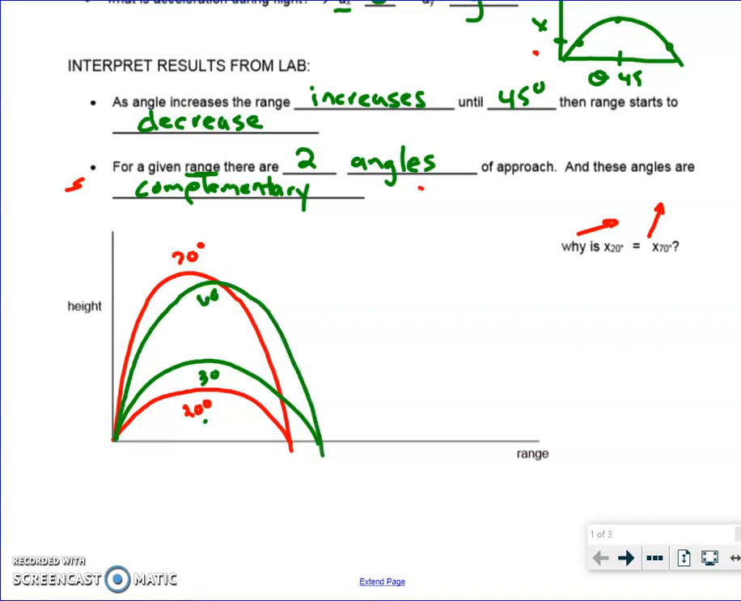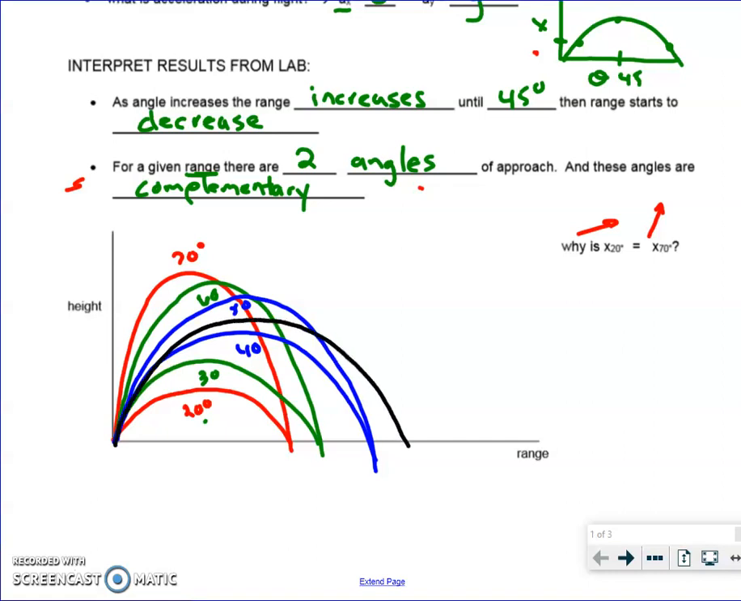If I fire something at 40 degrees, it will go further than 30 because it's getting closer to 45. It'll go higher than 30, so it'll look something like that. And then if I fire something at 50, the complement of 40, it'll go the same distance, but a little bit higher. There's 50. So you get this interesting set of pairs. And if I want the maximum, I would go 45, which would look like that.